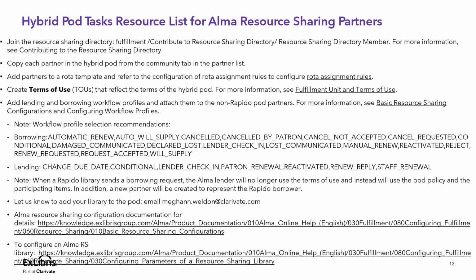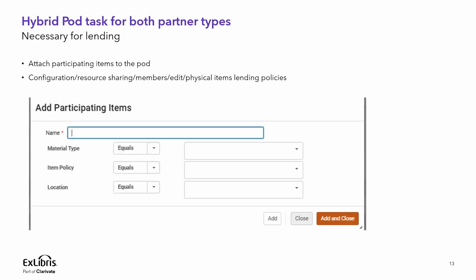So moving to the next step, that is that shared step for all libraries joining the pod, and that's the participating items. Again, as a lender, you define your participating items so that you only get requests from those participating items for your pod partners. Rapido knows requestability and availability. So when you are defining your participating items, you are doing the requestability component of that.